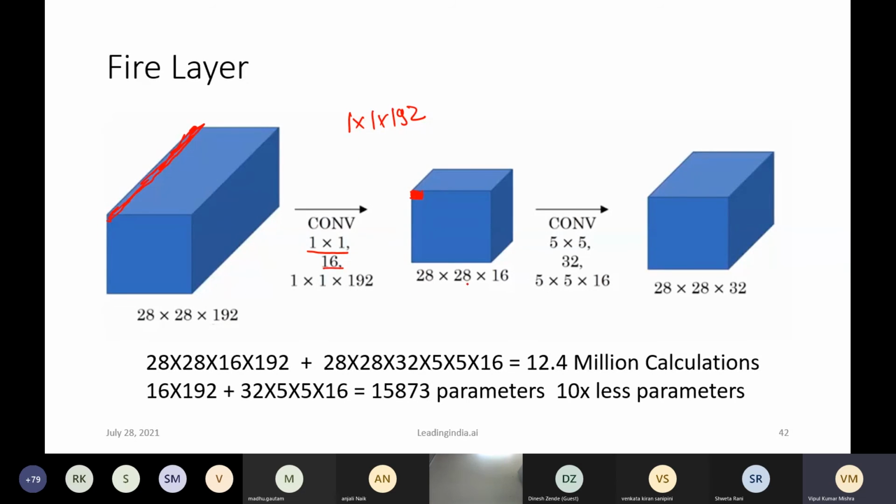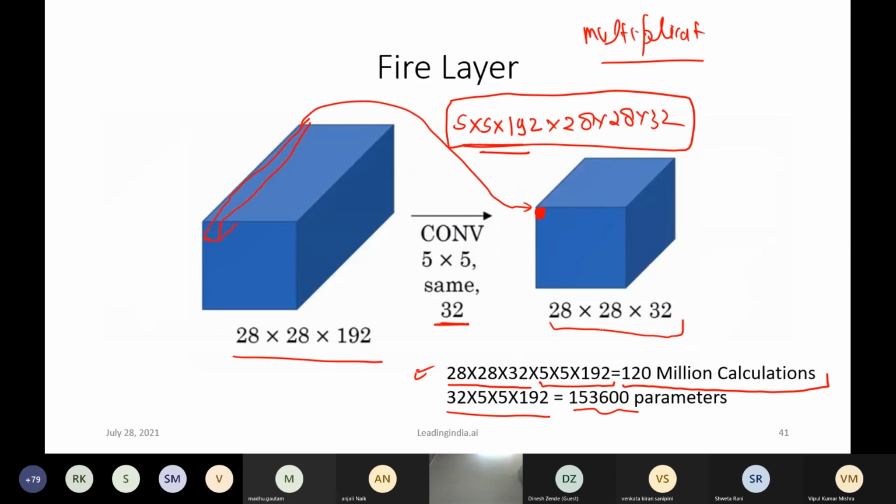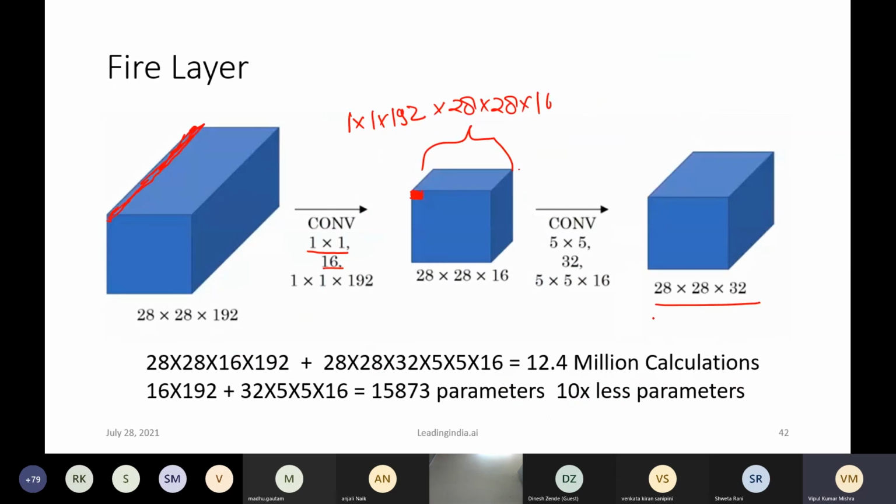Okay. Now how many values do you have? 28 cross 28 cross 16. So we required this much calculation to compute this entire block, right? Now from this block, we want 28 cross 28 cross 32. That is the final output that we are looking for. So in order to get this 28 cross 28 cross 32, we have used 5 cross 5 convolution. So we have applied a 5 cross 5 convolution here and we got some values, right?